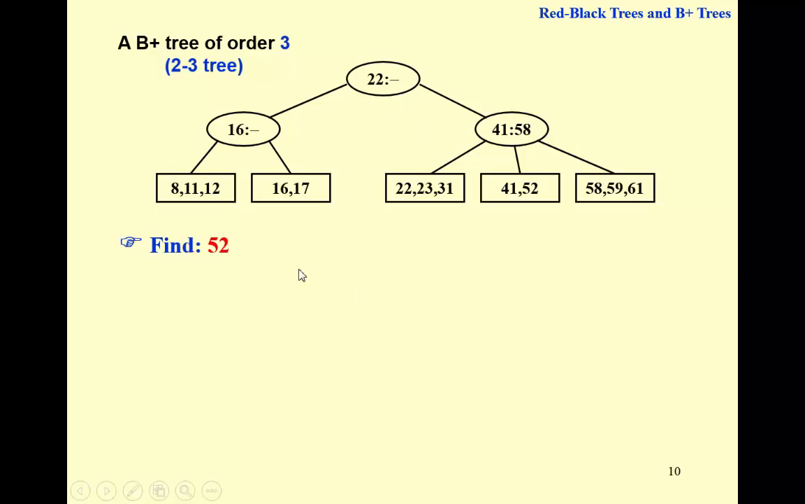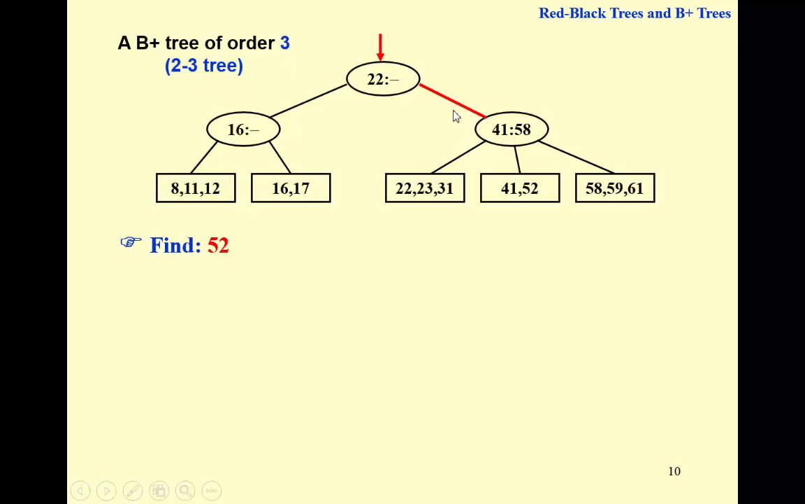Now let's try to find 52. Finding a record is similar to what we do in a binary search tree. Let me emphasize again, a B tree is still a search tree. It's just not a binary search tree. So we still start from the root and compare 52 with 22. Say 52 is larger than 22 and there's nothing here, which means that 52 must be in this branch.